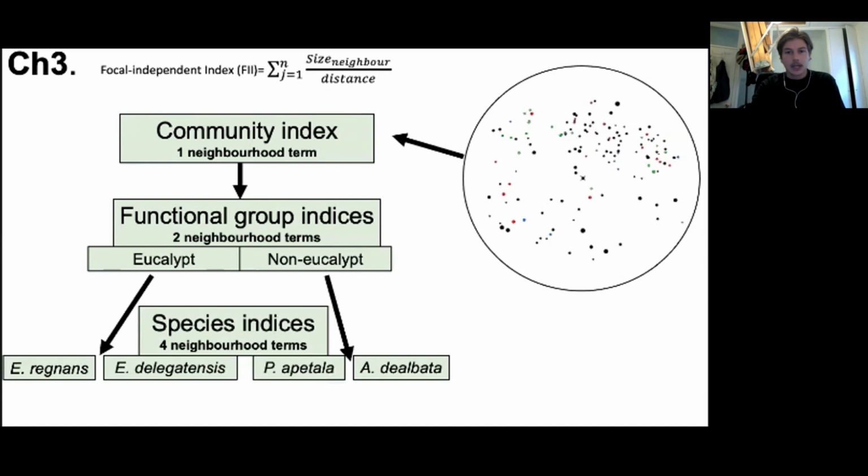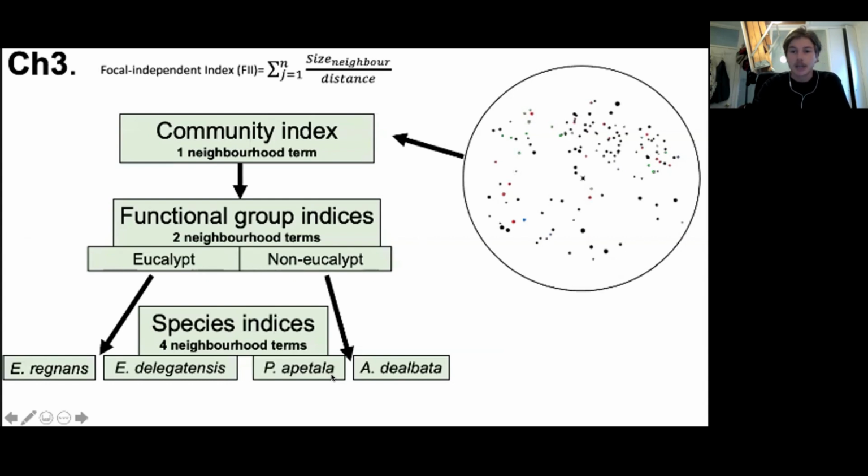And then finally, we calculated separate neighbourhood index terms for each species individually. So this meant that if neighbouring species were having differential impacts on eucalypt growth, like what we saw in chapter 1 with a strong effect of Pomaderris, then we would detect this in the more complex model where we have these 4 different neighbourhood index terms.